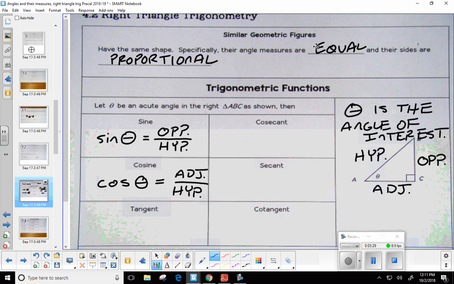Okay. Tangent. And I'm not talking about that guy at the beach. Tangent. Tangentleman. No? No? They did better in the other classes.